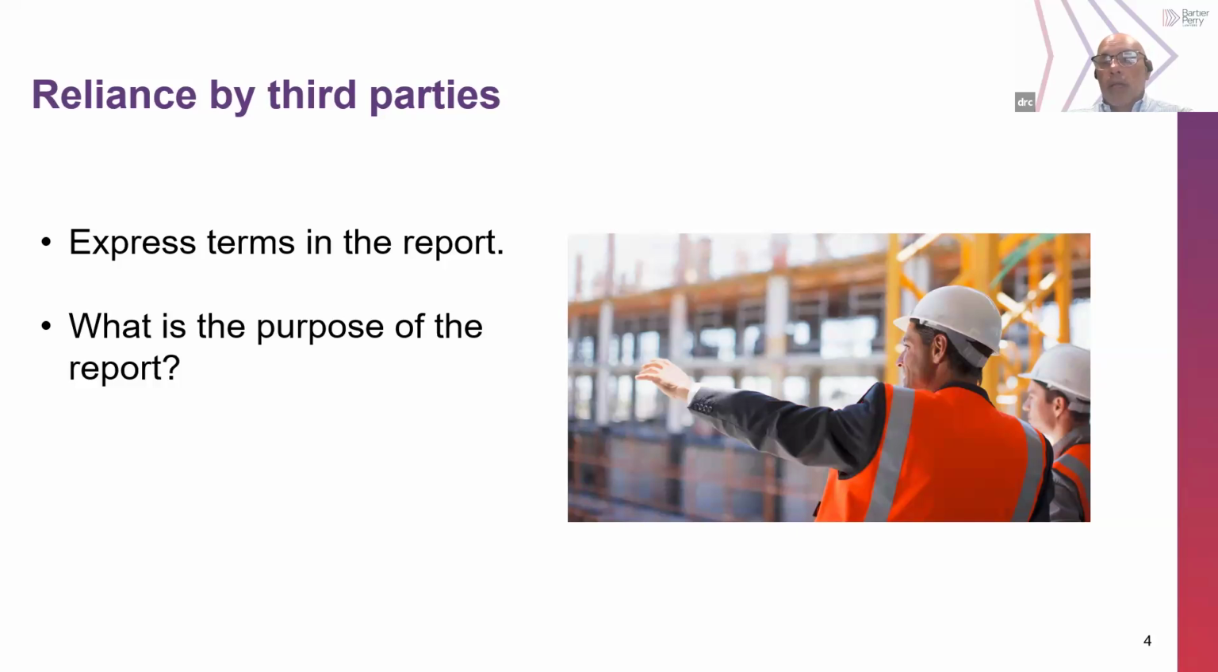So reliance by third parties, what you want to be doing, unless you are deliberately and consciously assuming that third parties will be relying on your report and you're happy to expand that range of liability, if that's not the idea, then you need to have express terms in the report that says this is only to be relied upon by our client. Preferably identify the client in the report. I know a lot of reports use a bit of shorthand and say it's only to be relied upon by the person who instructed us to give the report, or only to be relied upon by our client.